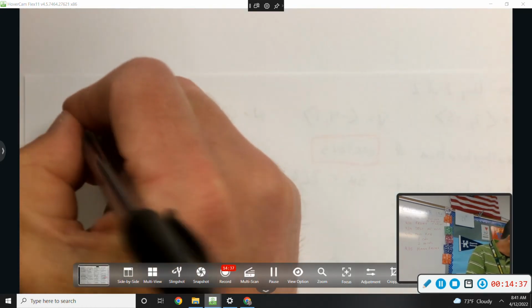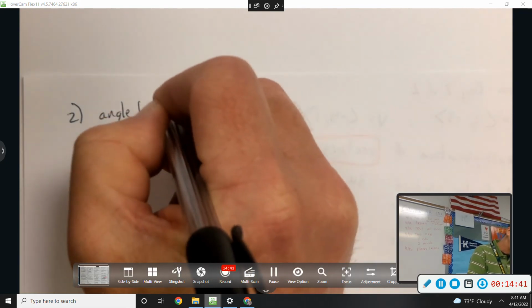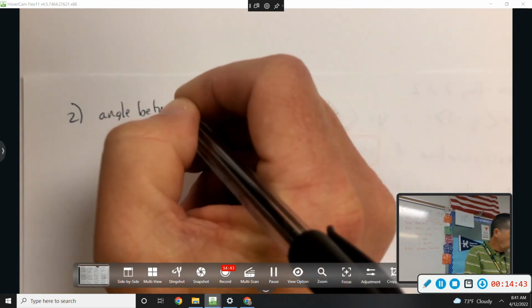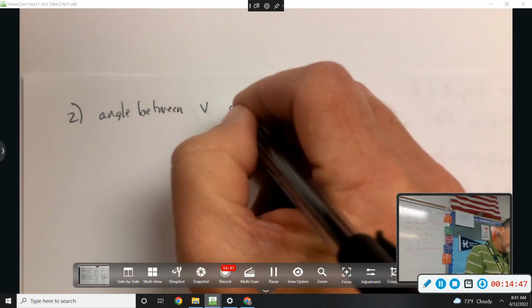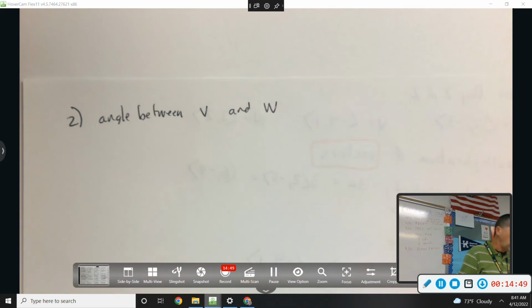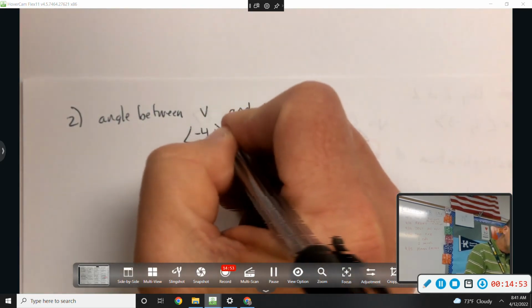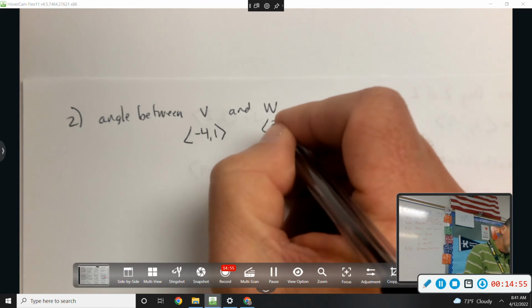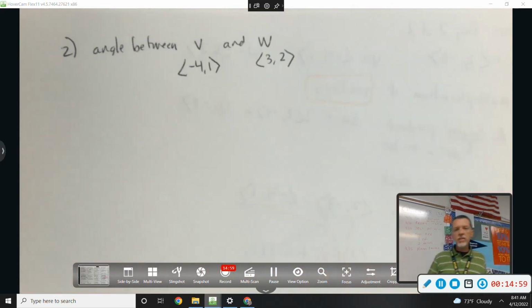All right, that's a lot of steps, so you need to try one. Last example, I want you to find the angle between V and W. V was -4, 1. W was 3, 2. So find the three pieces, put them all together, inverse cosine, see if you can do it.